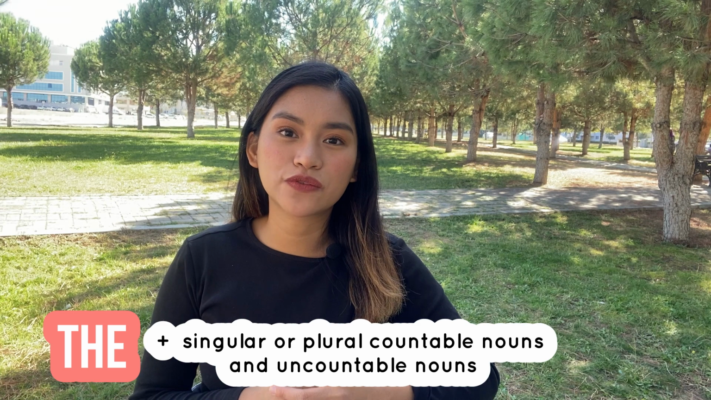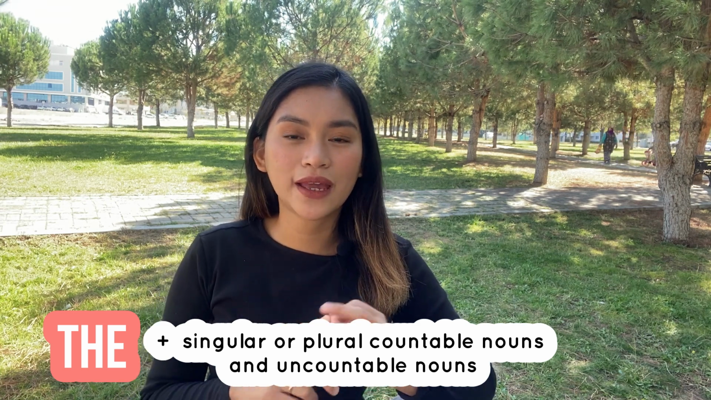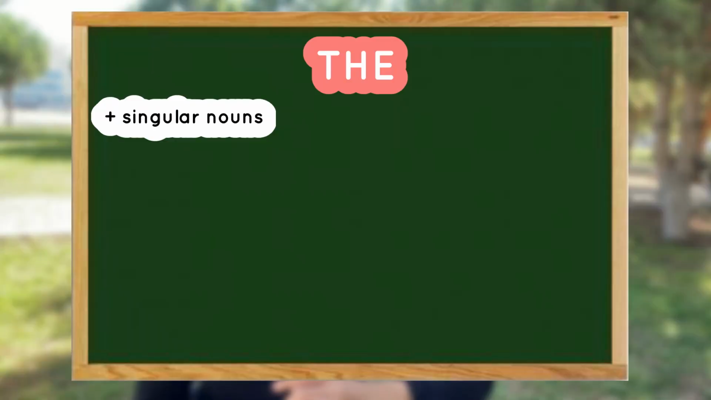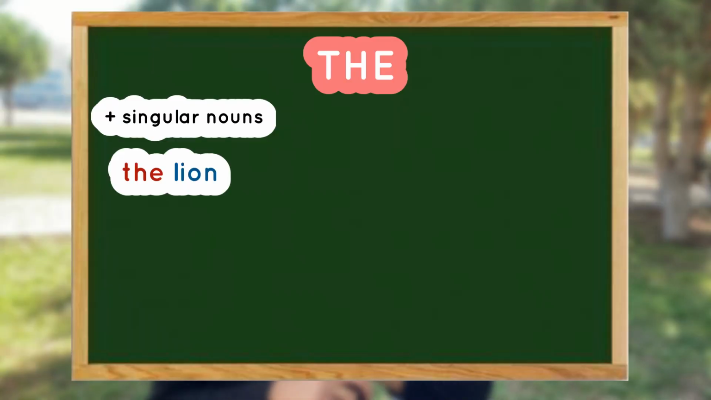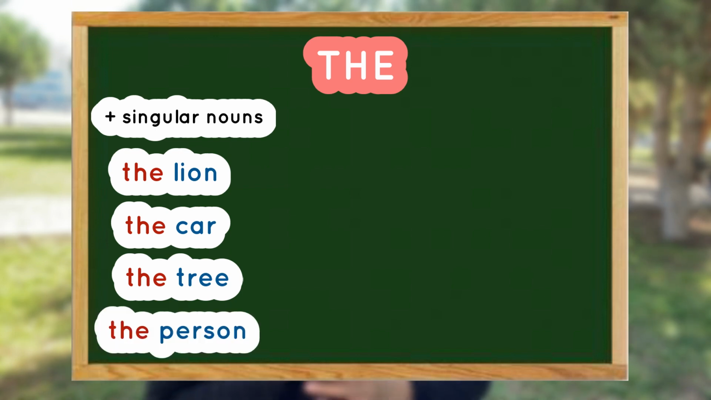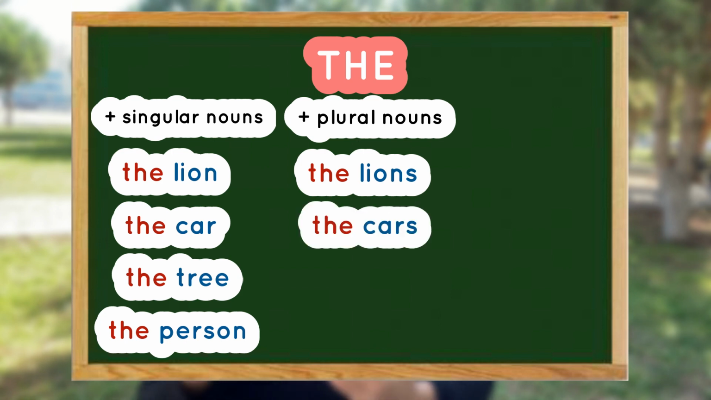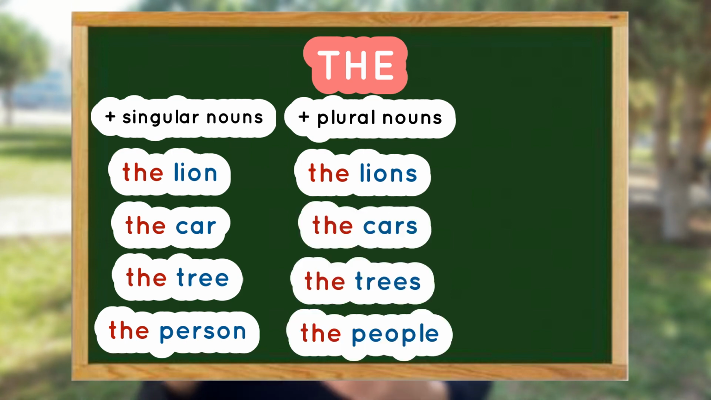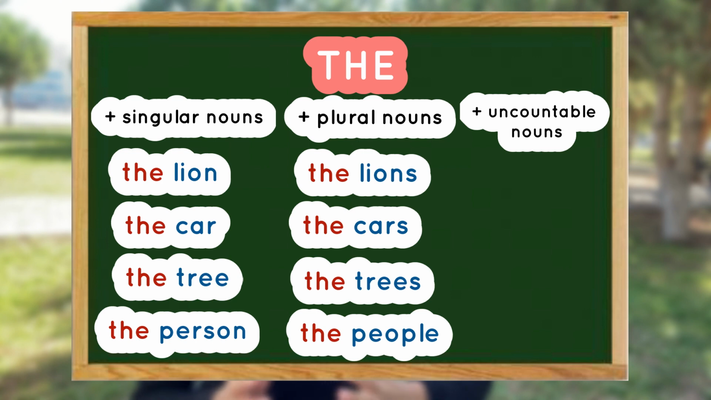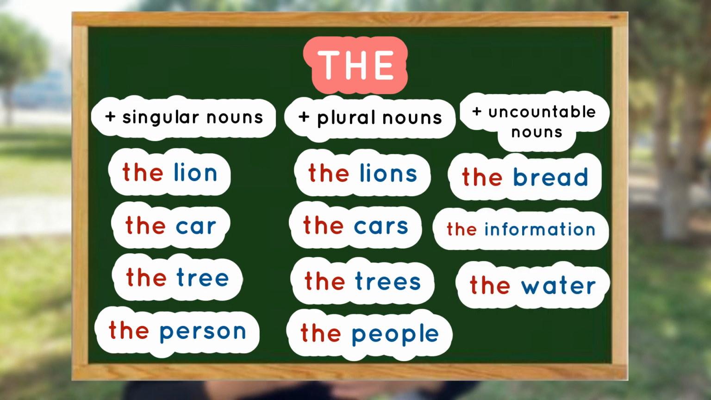The is used for singular nouns, plural countable nouns, and uncountable nouns. Singular nouns like the lion, the car, the tree, the person. Plural nouns like the lions, the cars, the trees, the people. Uncountable nouns like the bread, the information, the water.